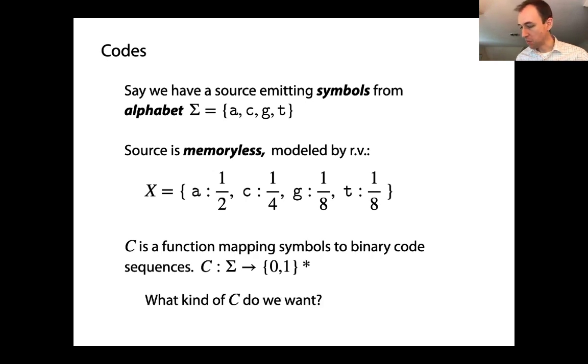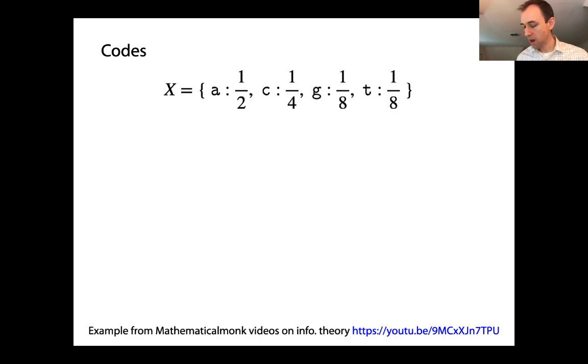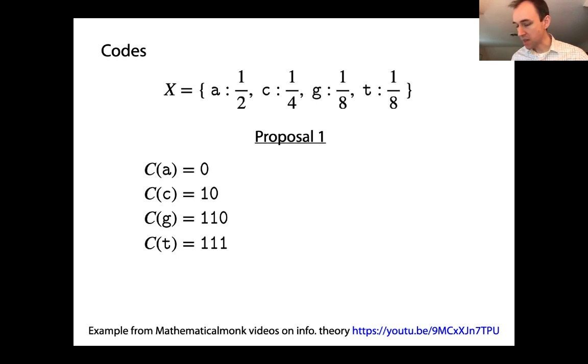What kind of C do we want? What do we want C to do? Well, let's think about this in terms of a couple of concrete proposals for what C might do. And hat tip to these great YouTube videos where I got the next couple of examples that I'm going to show. Okay, so proposal 1 is this. Here's one set of codes. So my code for A is 0, code for C is 10, code for G is 110, code for T is 111.